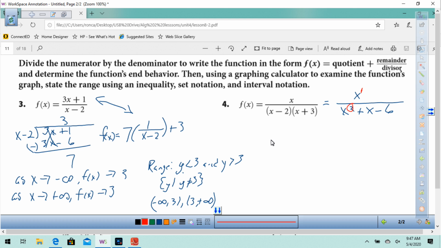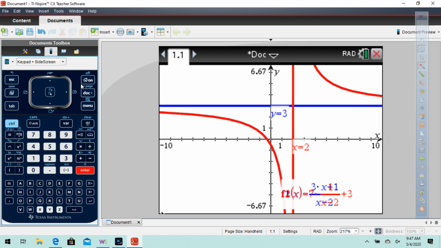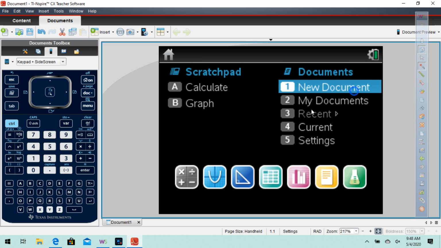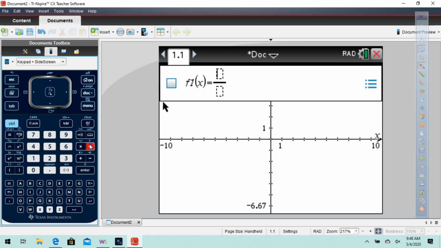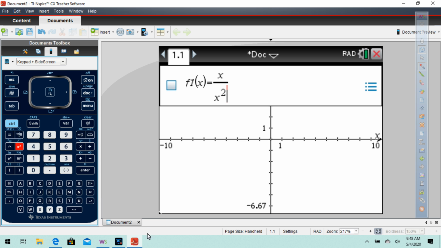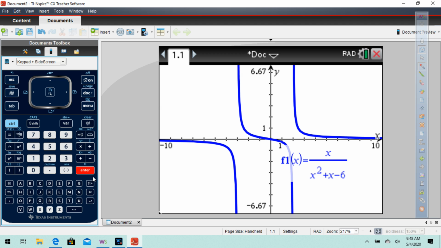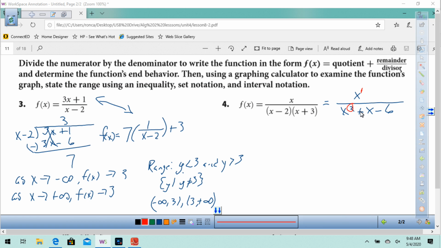But what does this do? Well, let's graph it and see. Let's go to graphs, control, divide, x, and we got x squared plus x minus 6. Okay. Now you notice at 2 and at negative 3 we have vertical asymptotes.